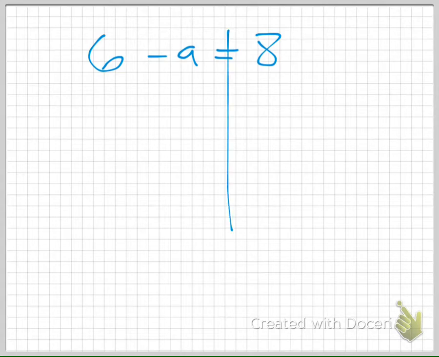Sometimes it ends up like this, people. What if I end up with this? 6 minus a equals 8. I'm going to show you this one. Line down the equal sign. Is the variable happy? No. Why not? He's not alone. Right? That's the answer. He's not alone. Who's with him? 6. What's the 6 doing to him?